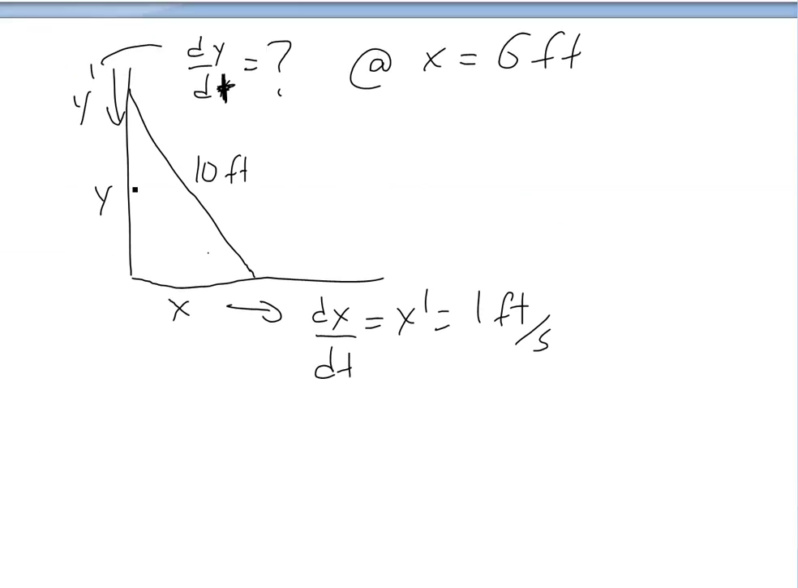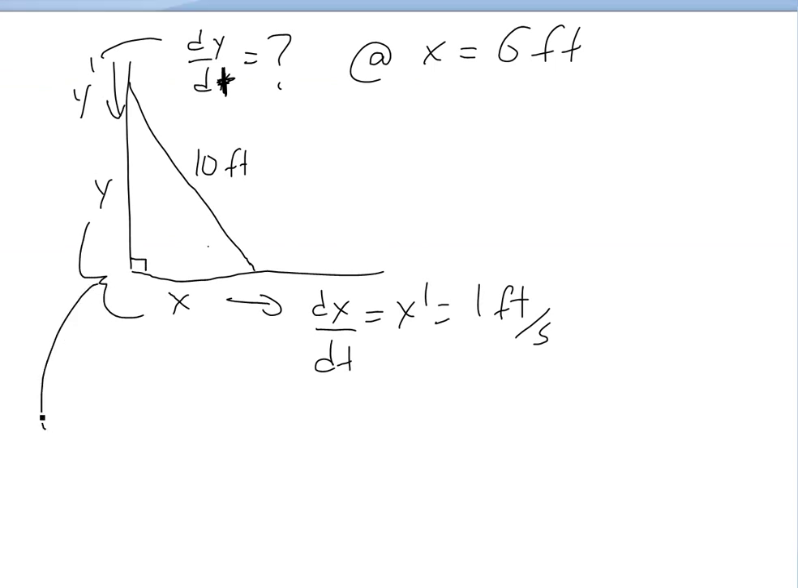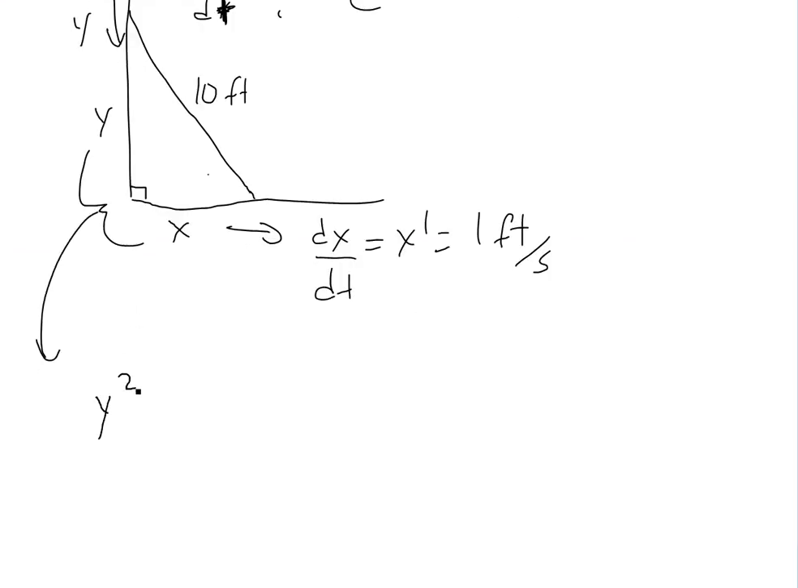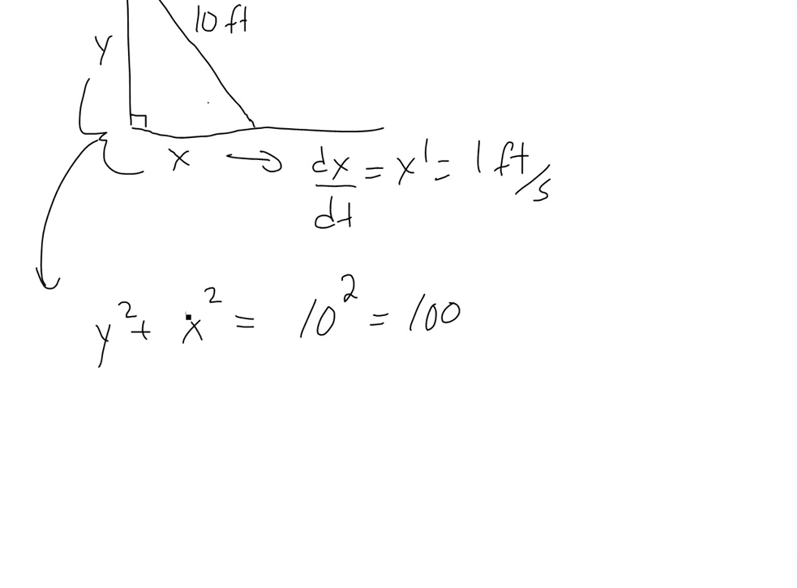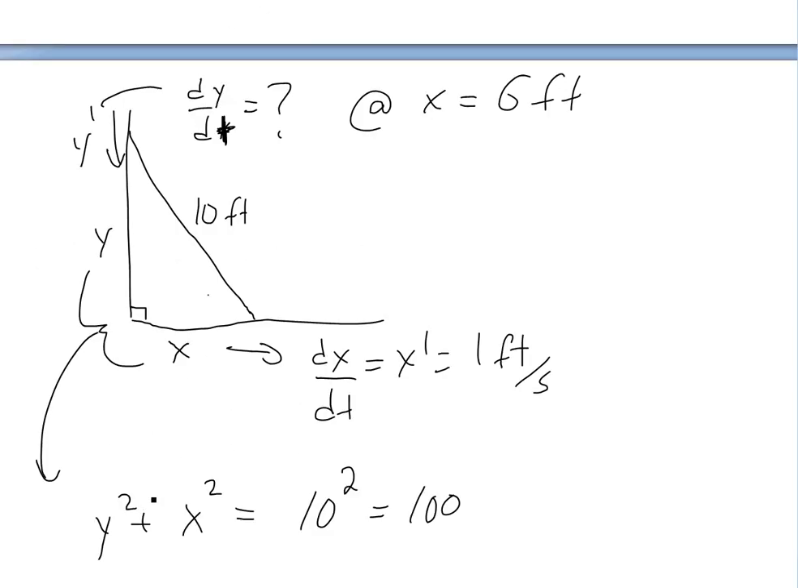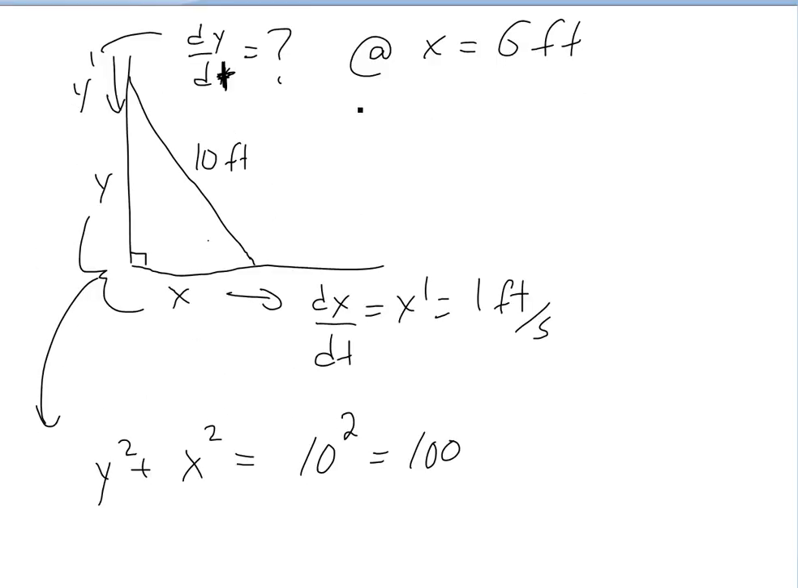So basically, to get this, first we need an equation that relates the two. We know that this is just a triangle, so we just use the Pythagorean theorem. y squared plus x squared is equal to 10 squared, or c squared, which is 100.